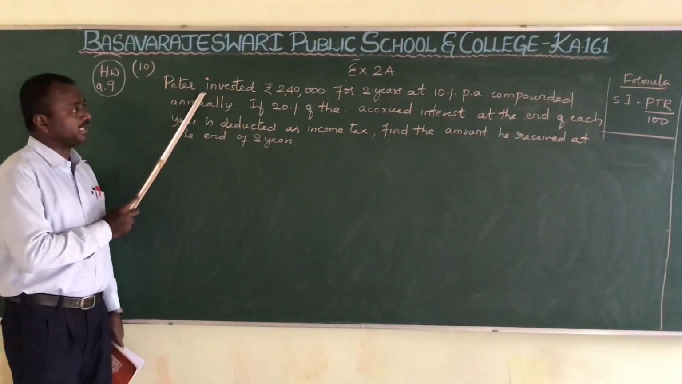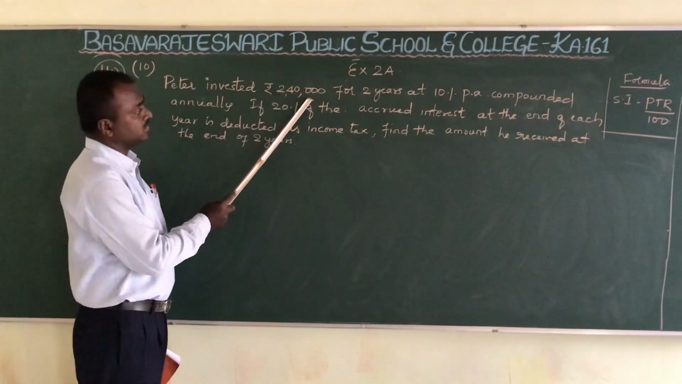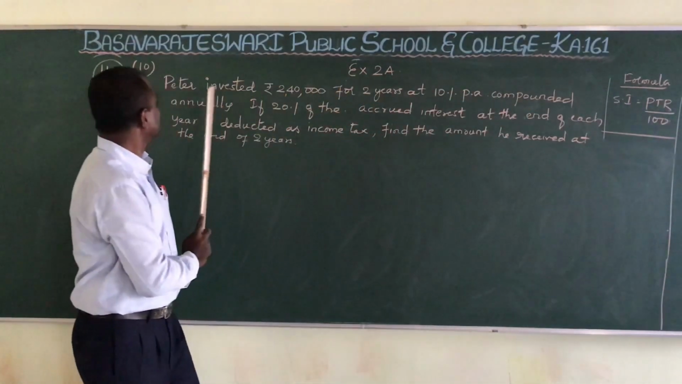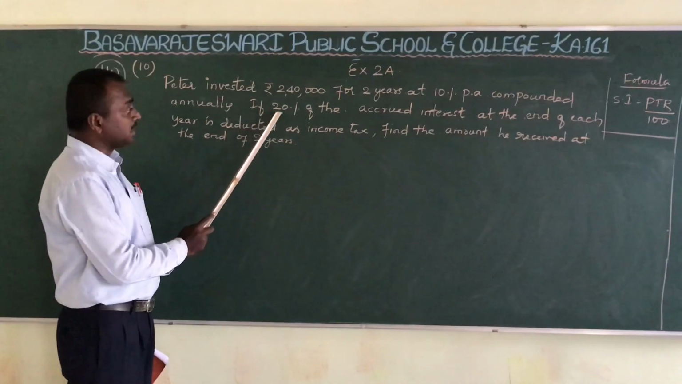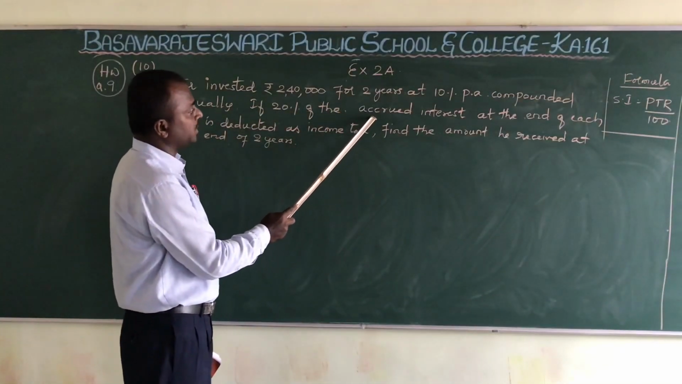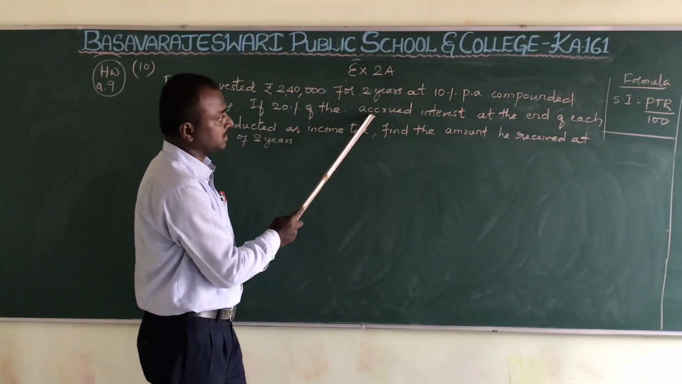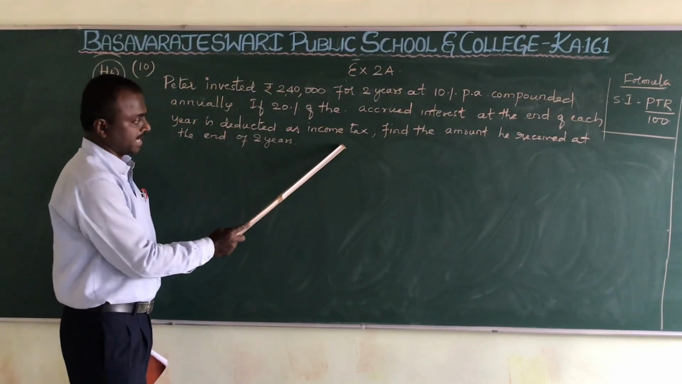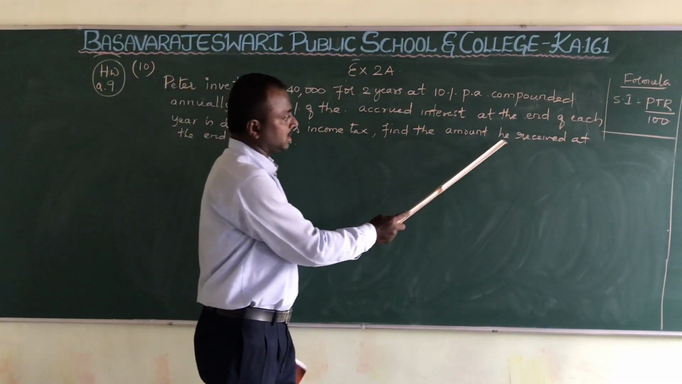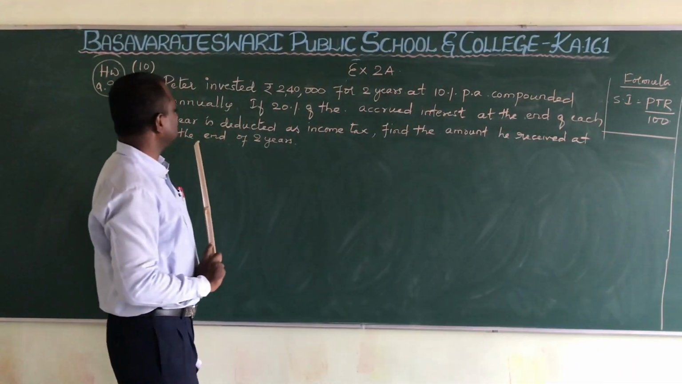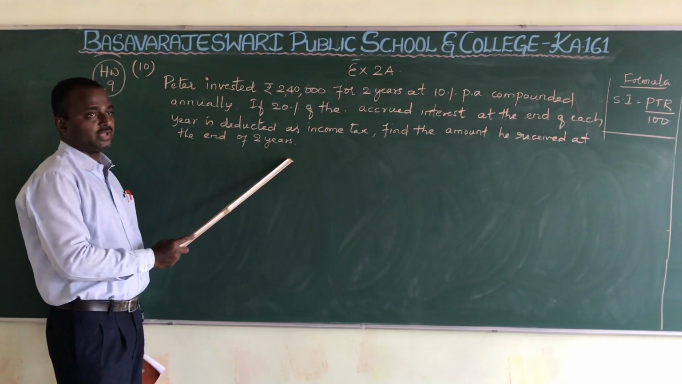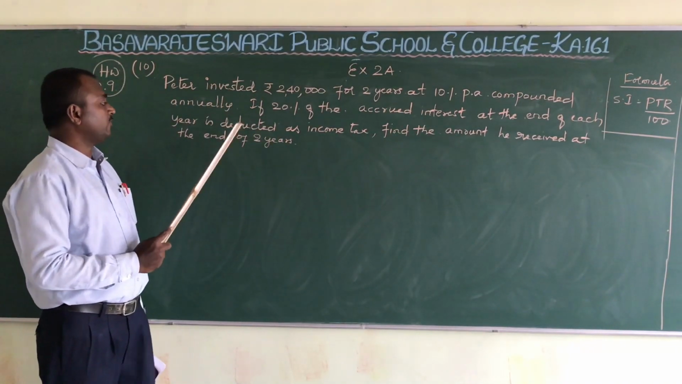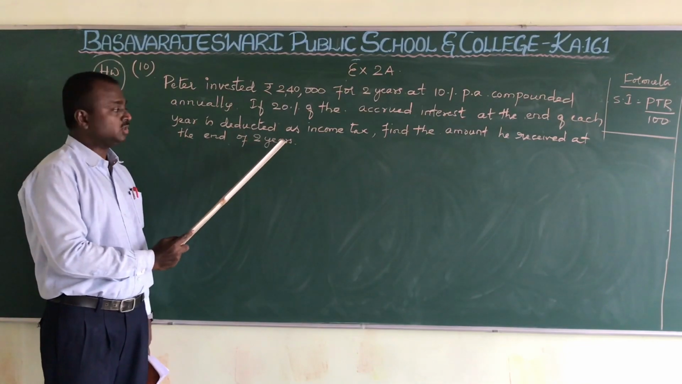Here it says, Peter invested rupees 2,40,000 for 2 years at 10% per annum compounded annually. If 20% of the accrued interest at the end of each year is deducted as income tax, find the amount he received at the end of 2 years. So every year income tax will be deducted from the interest. Then we have to find out what the amount is at the end of 2 years.